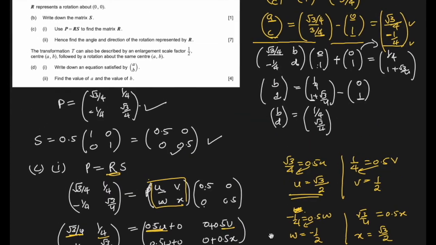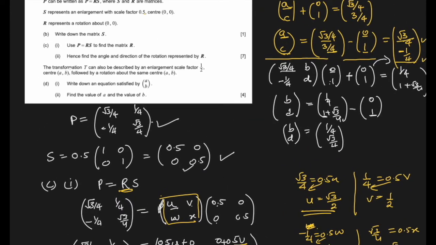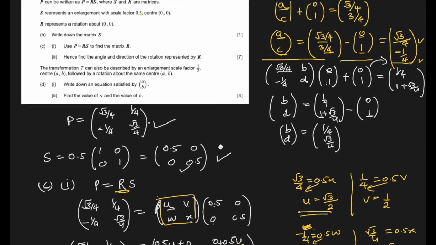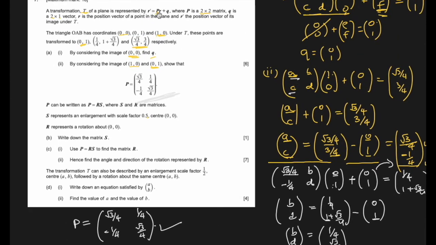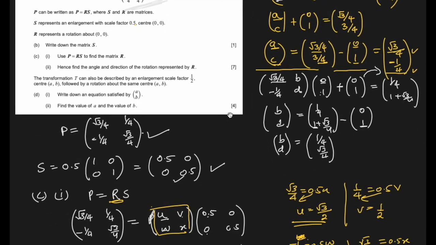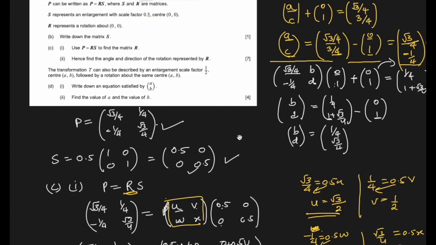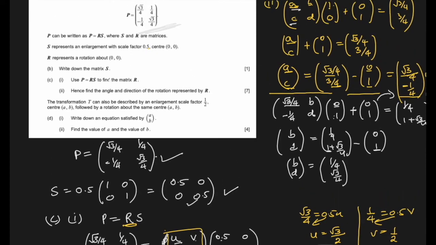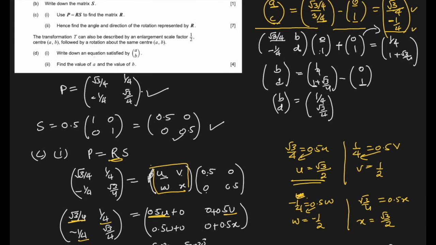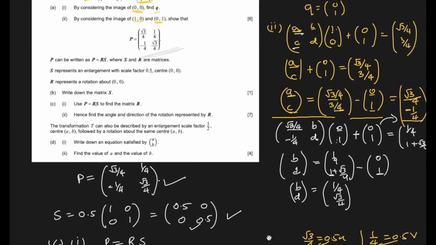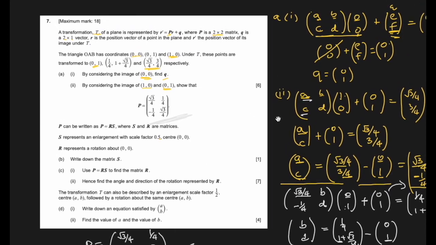Okay, what is the next part of this question? The transformation T can also be described by an enlargement of scale factor half at center (a, b) followed by a rotation about the same center (a, b). Okay, transformation T, and transformation T was PR plus Q. So since it is also an enlargement of factor half, which was here also, scale factor 0.5, then there is a rotation also. There is a rotation about (a, b). This only 0, 0 has become (a, b). That's what they're trying to say. So what are they asking? Part D1: write down an equation satisfying (a, b). So originally it was R prime equal to PR plus Q.